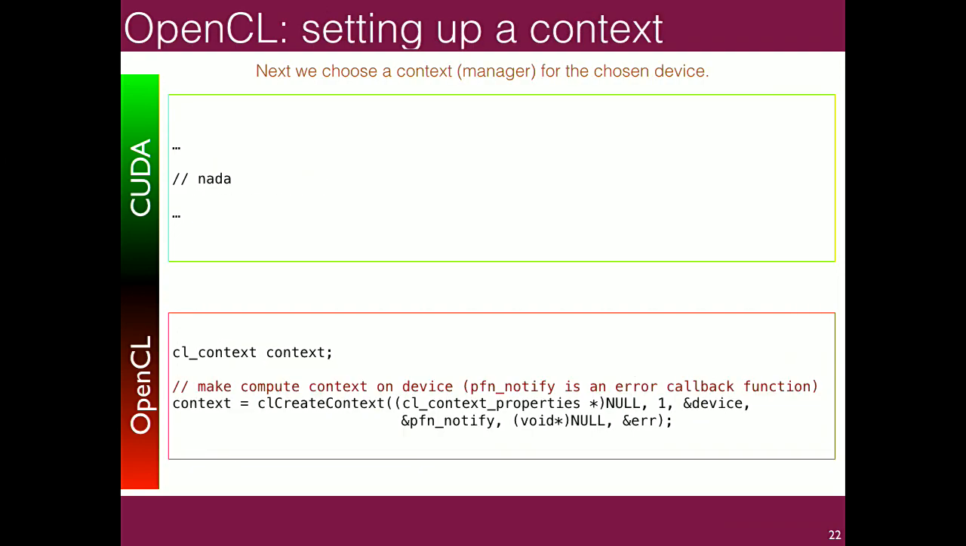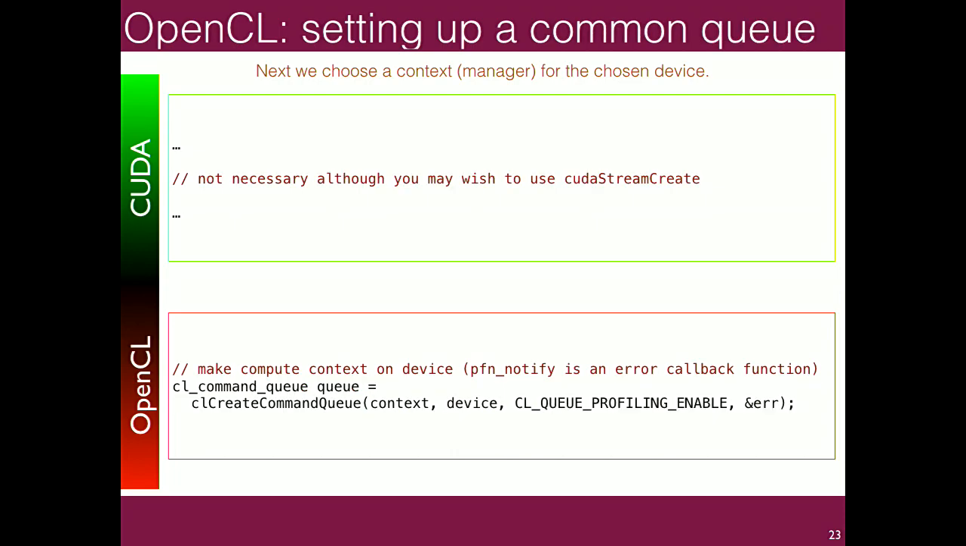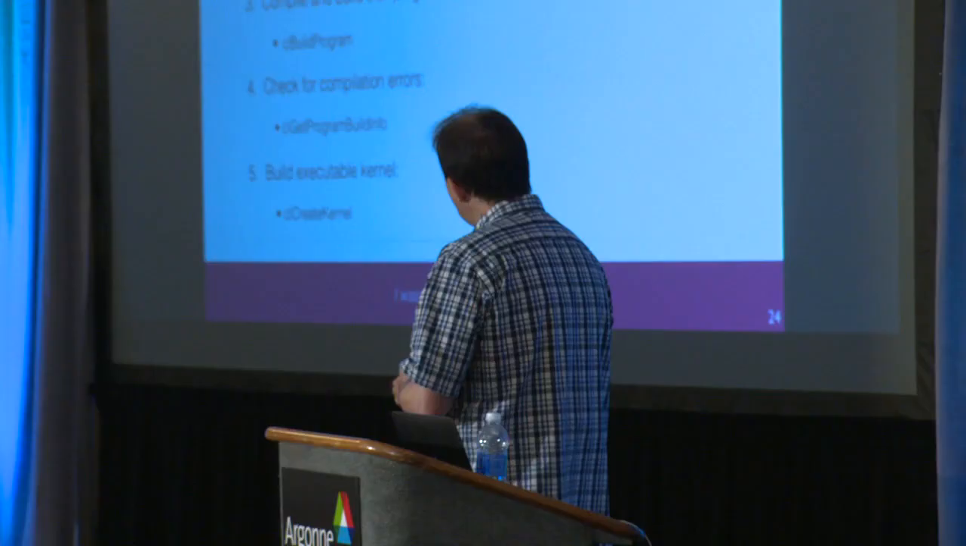You need to set up a context so you can interact with the device. In CUDA, nothing to do. In OpenCL, you have to create the context, which you feed the device into and say, I want the context on that device. In CUDA, nothing to do because you don't need to set up a default queue. OpenCL needs to set up a queue. I hope you're beginning to see why OpenCL hasn't caught on so much.